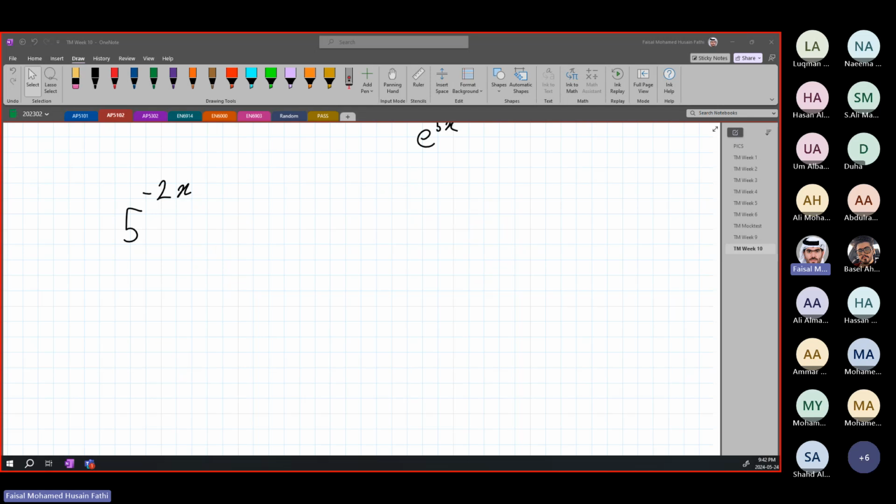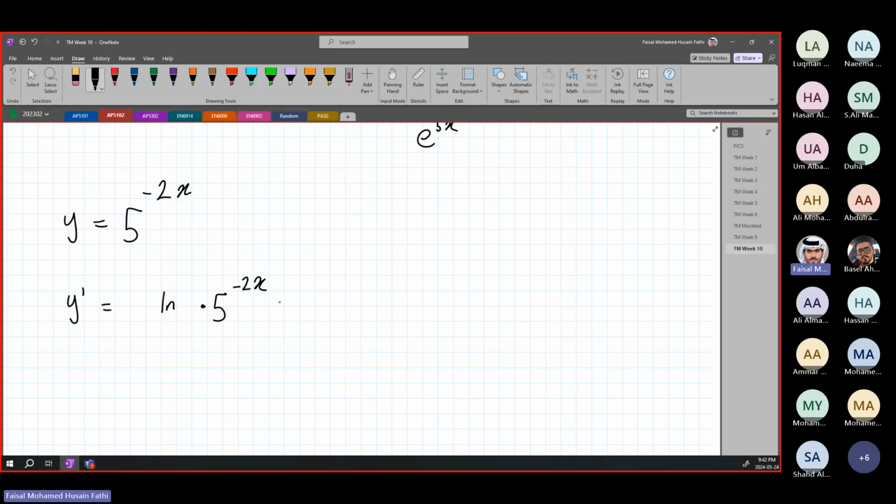This will not be just 5 to the power minus 2x again. This is not right. So this is our function, y is equal to 5 to the power minus 2x. You're going to have to apply the same exact thing that we used to apply earlier. So we are going to get 5 to the power minus 2x. This will still be there. This will not move, but you're going to be multiplying it by ln.